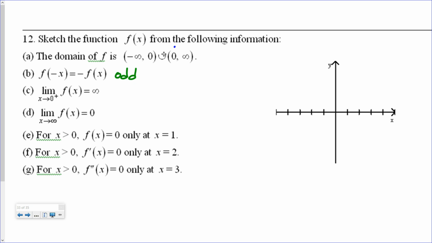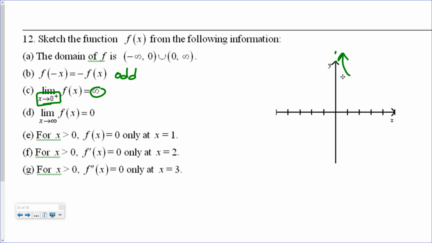The domain is -∞ to 0, 0 to infinity. So it's not an equal here at 0. Something's happening at 0. Actually, basically it's saying nothing's happening at 0, okay? And so probably vertical asymptote, but we don't know. Let's just hold off on that first. Right here, this says y goes to infinity when x goes to 0 from the right. So we already know that. That's good with that.